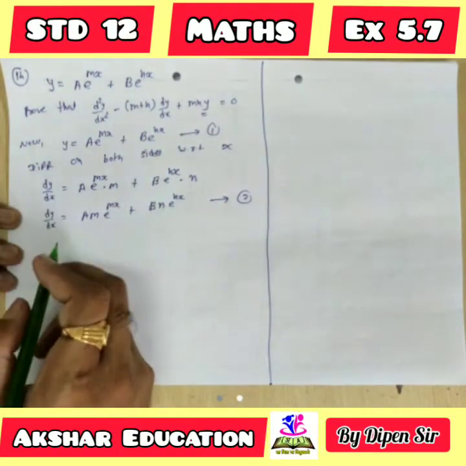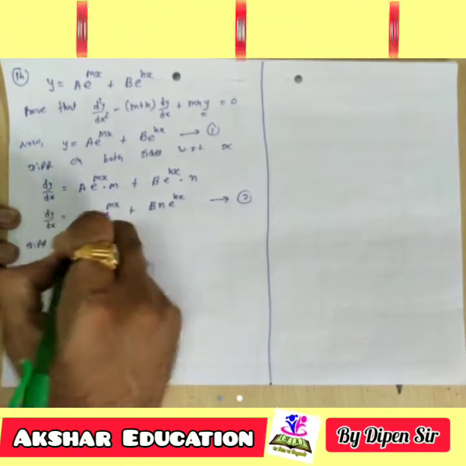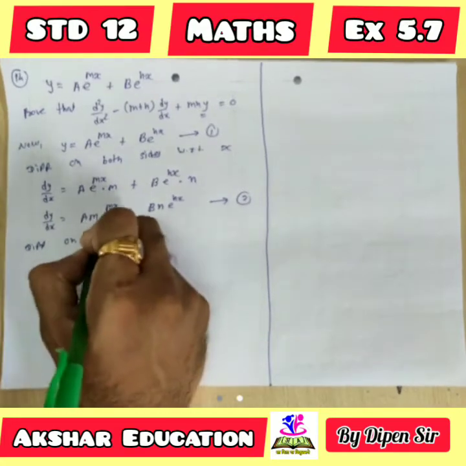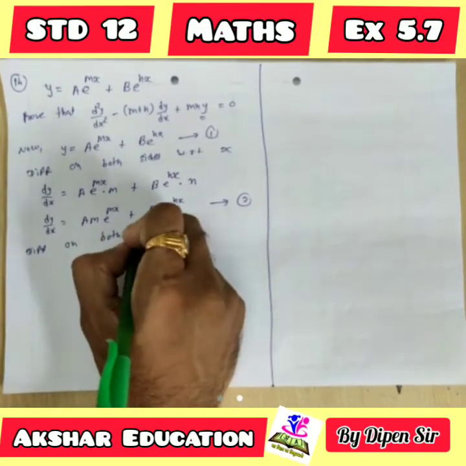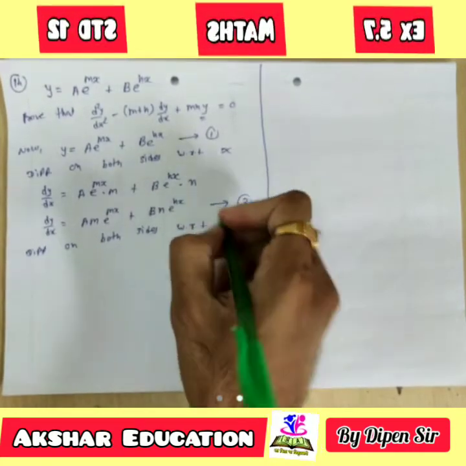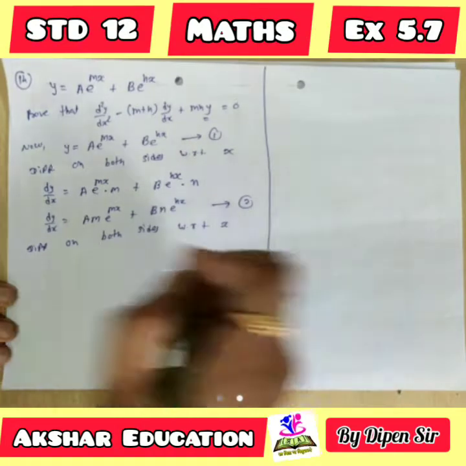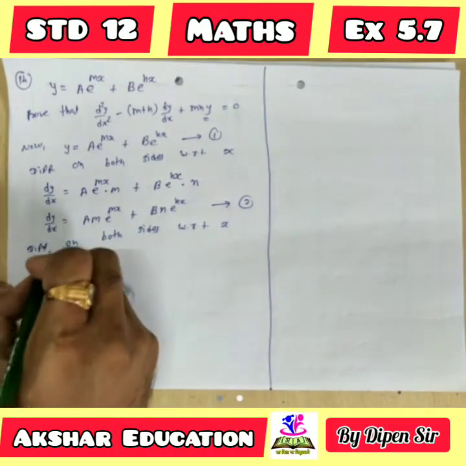Again we require the second order derivative. So again differentiate on both sides with respect to x. So we are getting the second order derivative.